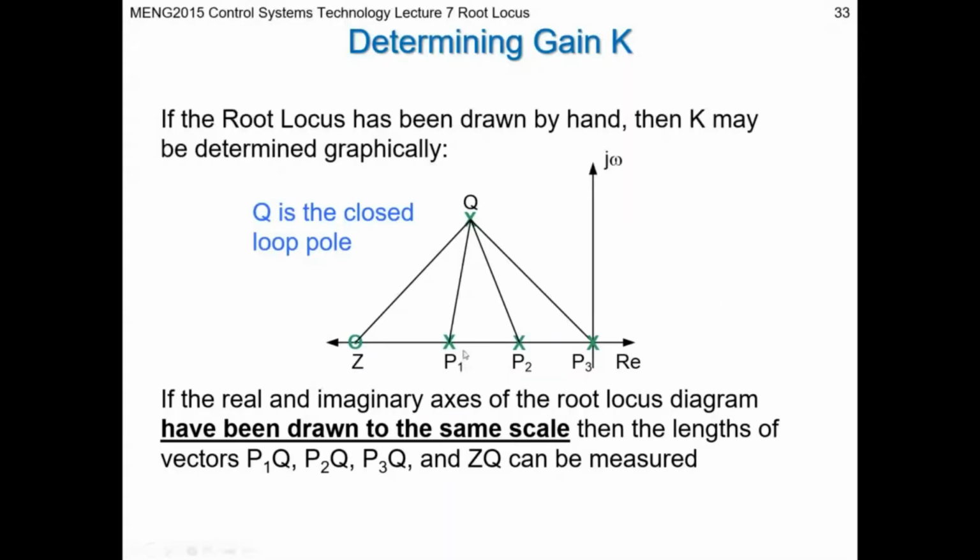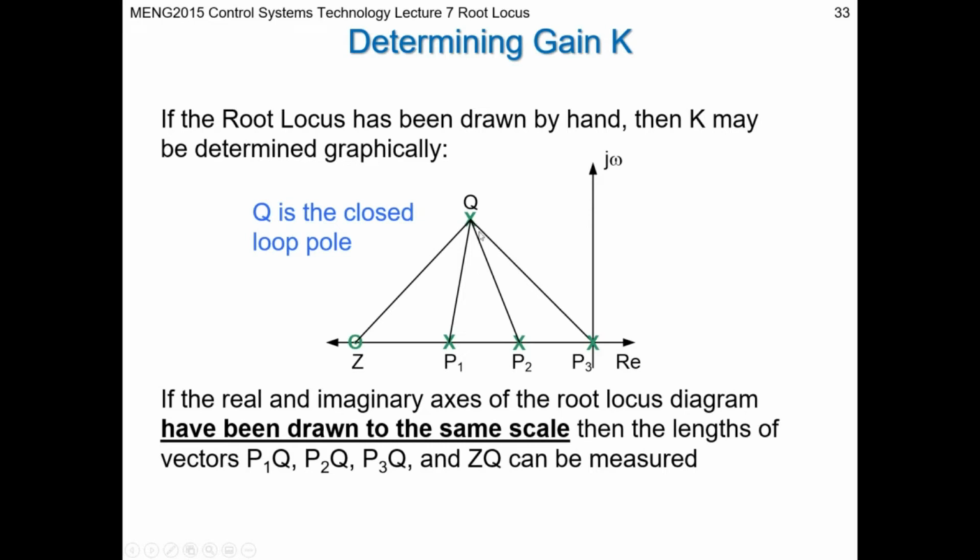So every time you plot a root locus on graph paper, when you're asked to plot the root locus, try to make sure you have the same scale on your imaginary and your real axis, because that will make these graphical methods a lot easier. If you have different scales, even measuring an angle to get the damping ratio, you're going to be off. So make sure, that's why I've underlined and highlighted this statement, that your root locus diagram has both axes drawn to the same scale, the imaginary and real axis.